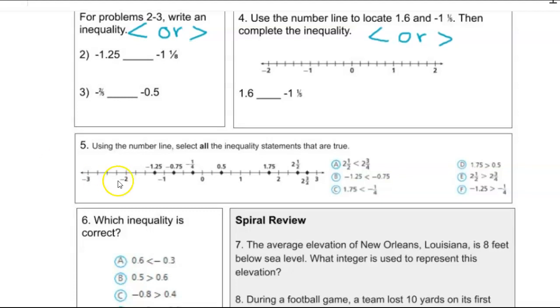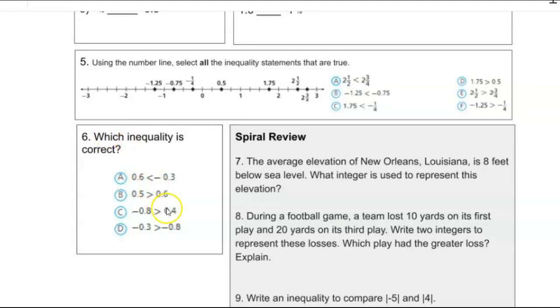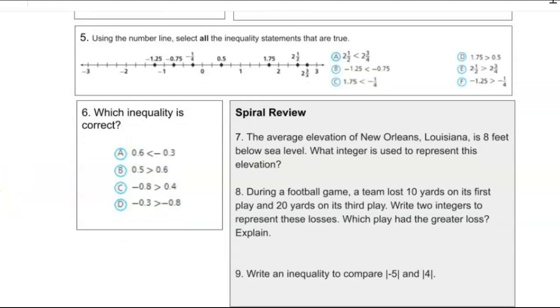Number 5, using the number line, select all the inequality statements that are true. So you have 6 examples over here, and they're all on here. So if it says all, it's going to be more than 1. Number 6, you're choosing which one of these inequalities is correct. I will tell you it's not A because a positive number cannot be less than a negative number. And then our spiral review for 7, 8, and 9.